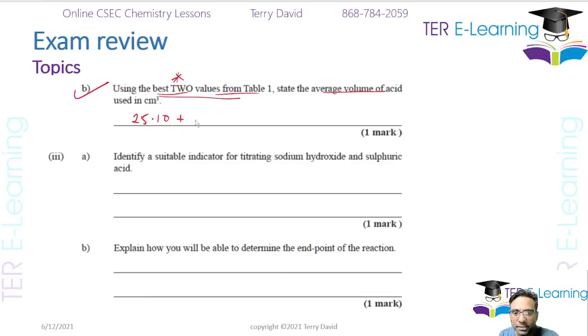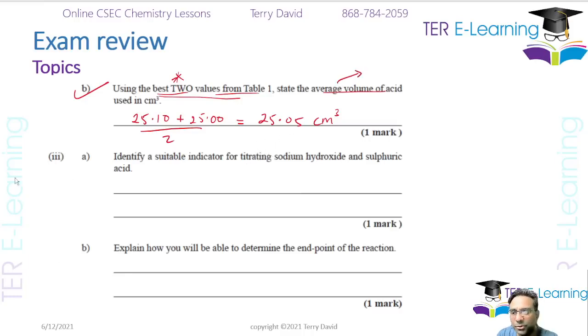25.10 plus 25.00, and you're going to divide that by 2, right? So we're ignoring the last value. That's 25.1 plus 25 divided by 2, and you're going to get 25.05 cm3. That's what I'm going to use. So this is what I'm going to be using in my calculations. If I do have calculations in the question, that's the volume of the acid we're going to use.